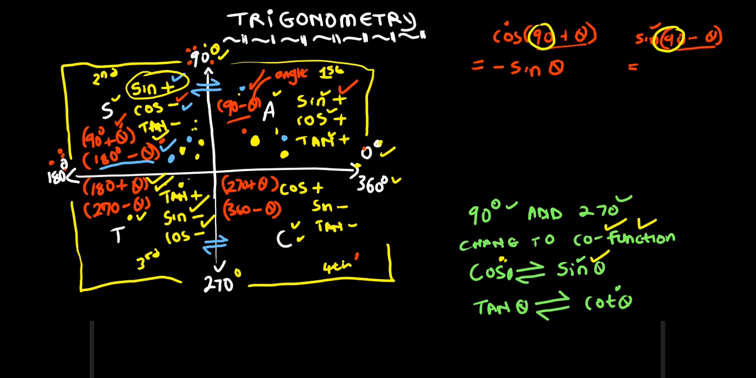Because we have 90, we have to change to cofunction. If we have sine, what are we going to change our function to? To cos. So our answer is going to be cos of theta.